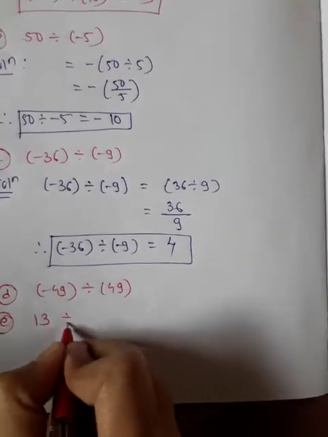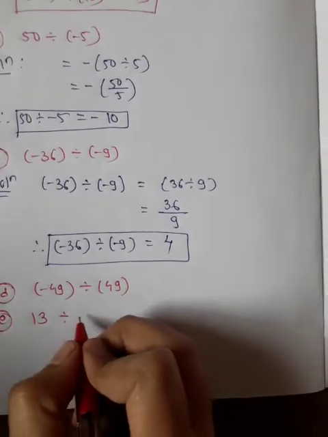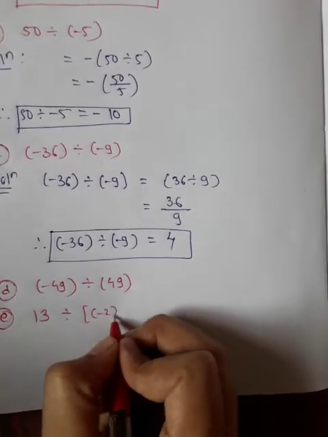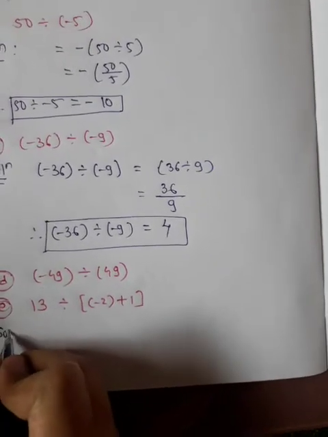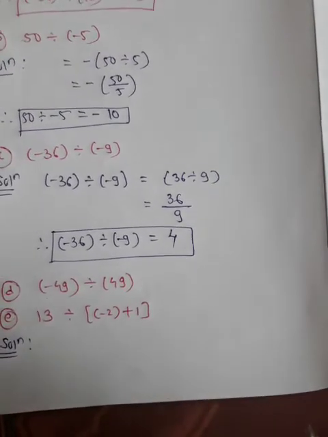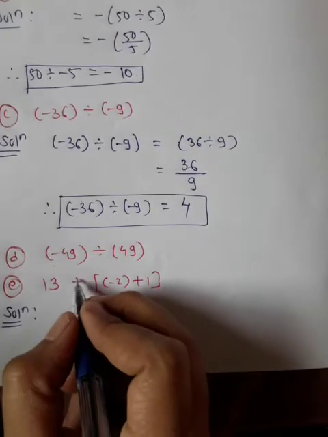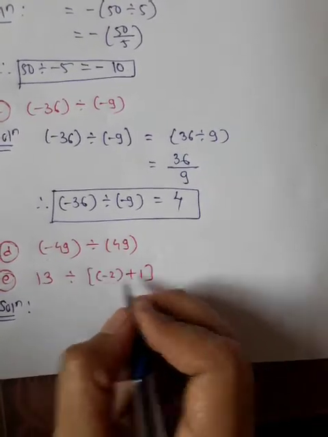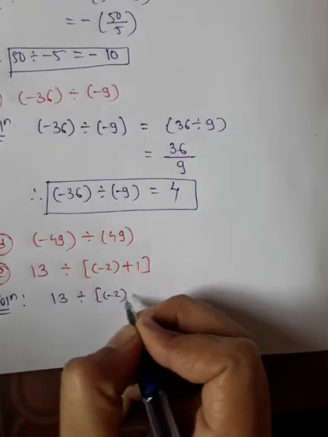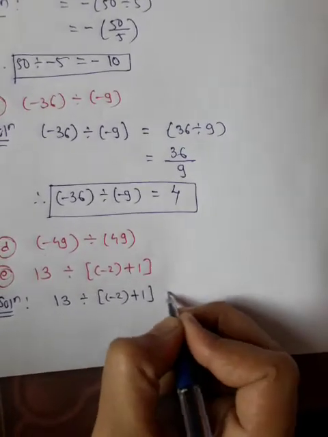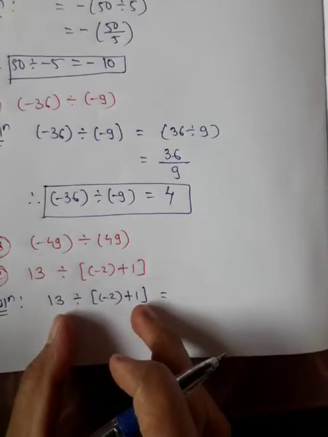Next, question E: 13 divided by minus 2 plus 1. Here there are some extra expressions, so we have to divide and we also have to calculate this part. I will explain this example. 13 divided by minus 2 plus 1, we have to find the value of this quantity.